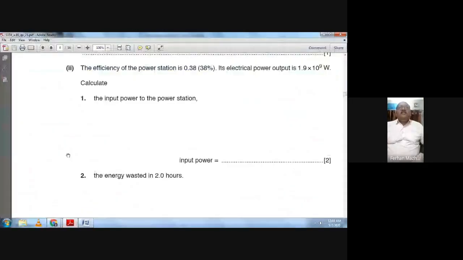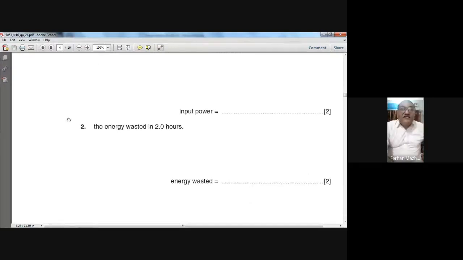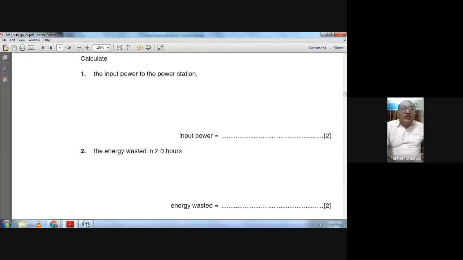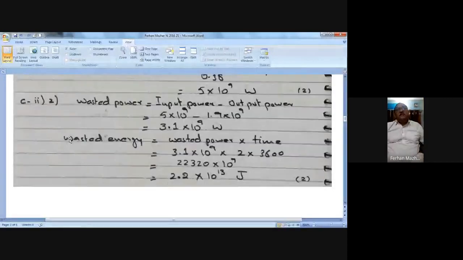The next question is the energy wasted in 2 hours. So we have to calculate how much energy is wasted. First of all, let me calculate how much is the power wasted. Wasted power is equal to input power minus the useful output power. Input power is 5 x 10^9 minus output power 1.9 x 10^9. So my answer will be 3.1 x 10^9 watts. So this is the wasted power.